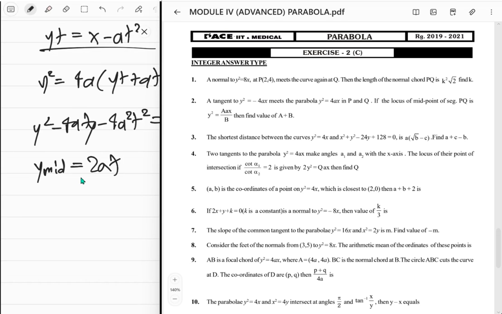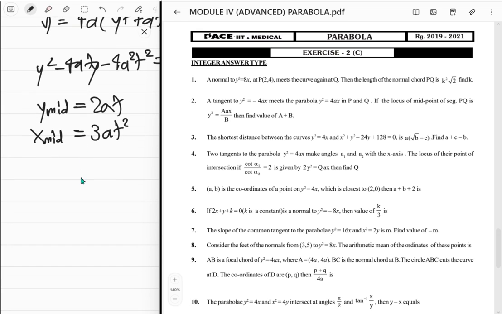And what about x mid? So x mid, from this equation, is just yt plus at squared. So this time c is 2at squared, and then that plus at squared is 3at squared. So there we go. Just square this up, like y mid squared. I'll just use x and y directly. So x is equal to 3at squared, and then y squared is equal to 4a squared t squared.